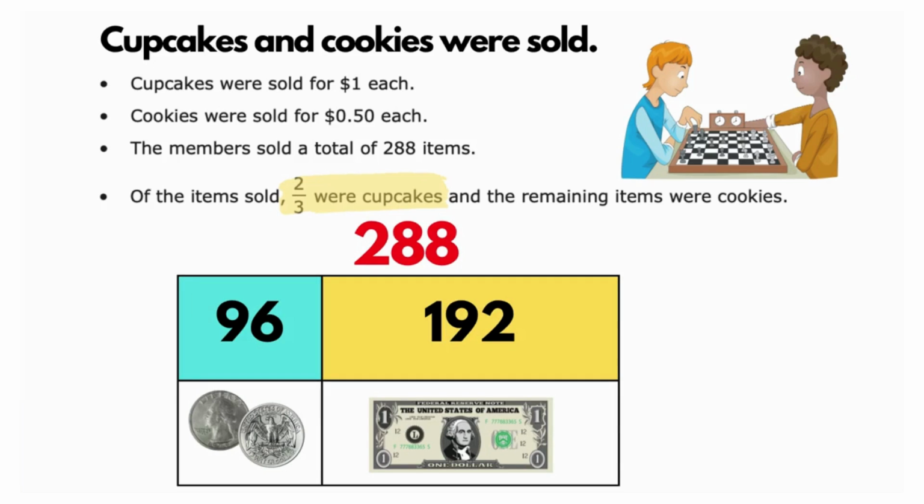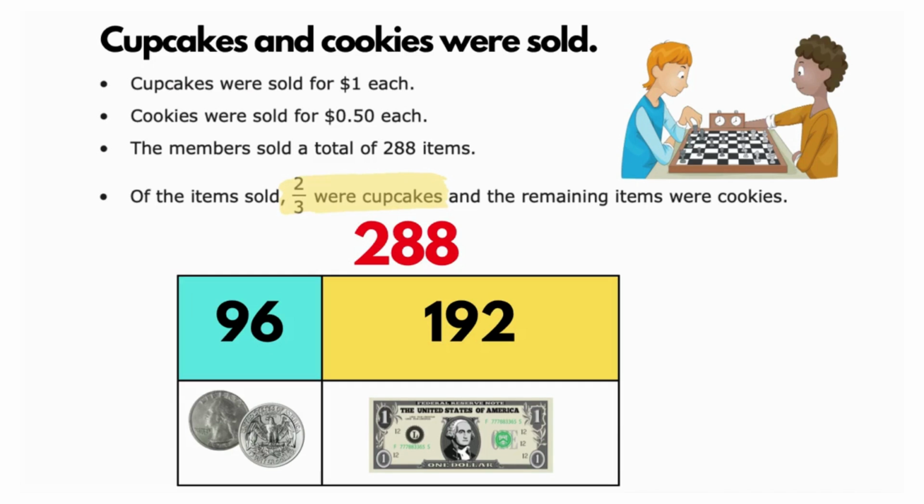So when we break this down, it says 2/3 were cupcakes, so 192 items were cupcakes, and cupcakes were sold for $1 each. So we'll put $1 in our table. And cookies were sold for 50 cents each, and we know that's 96 because that's 1/3 of our data. So then we just take this and we multiply them together.